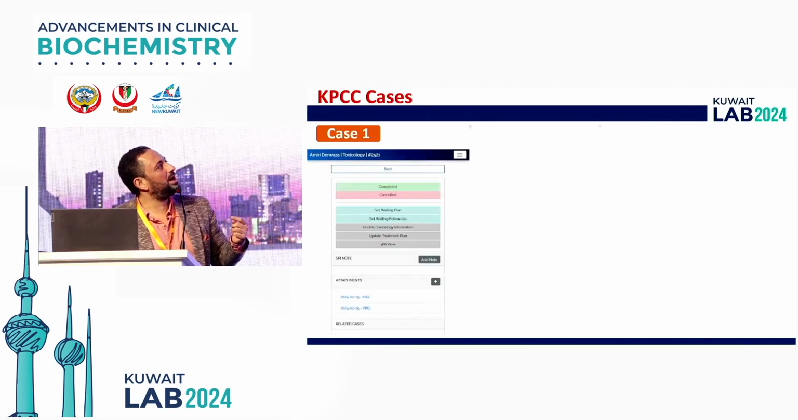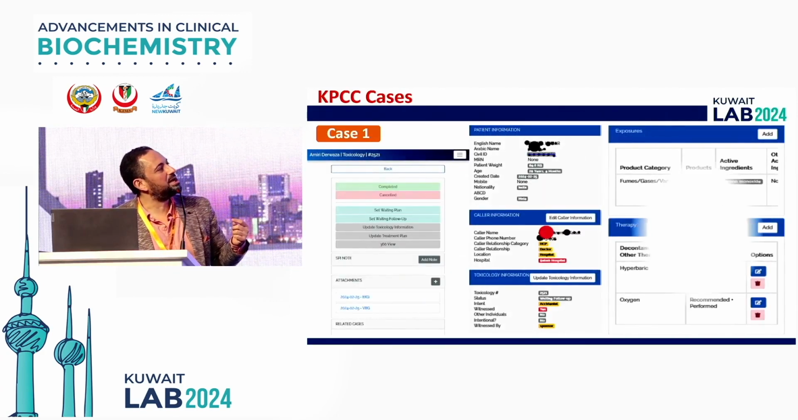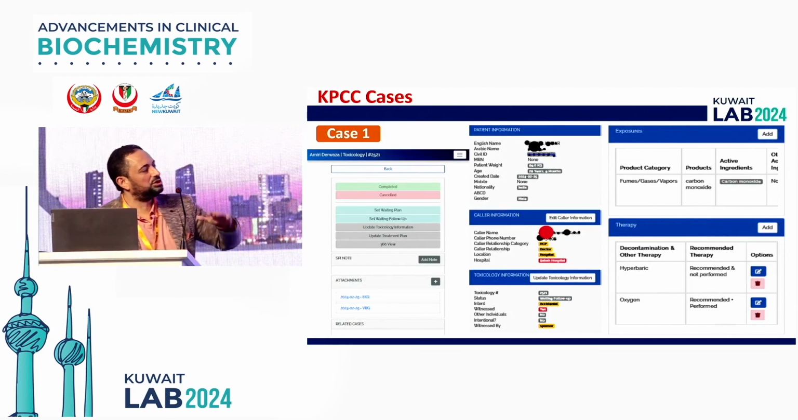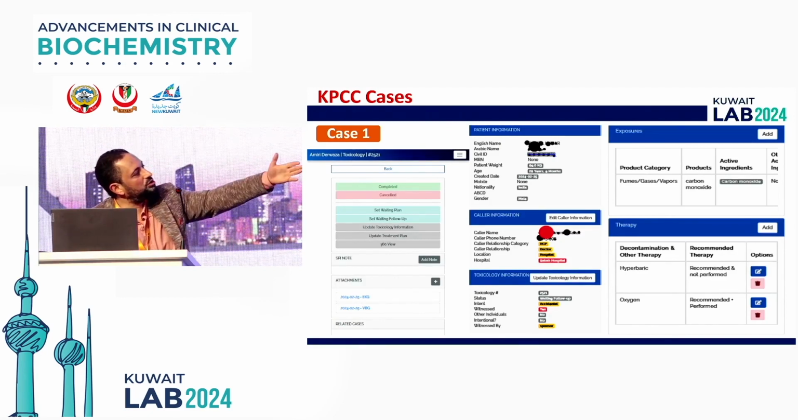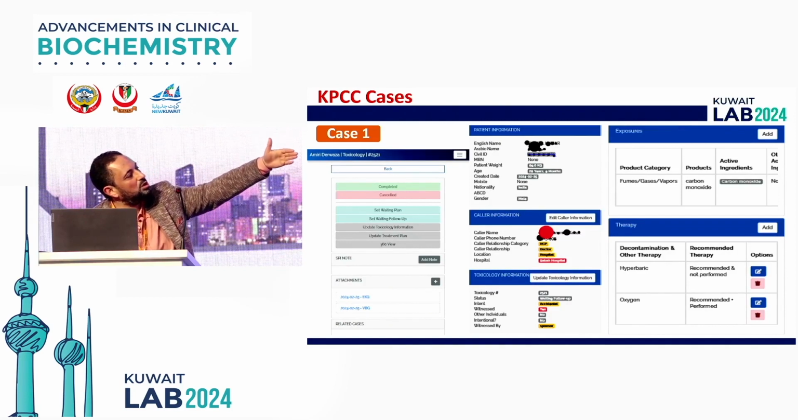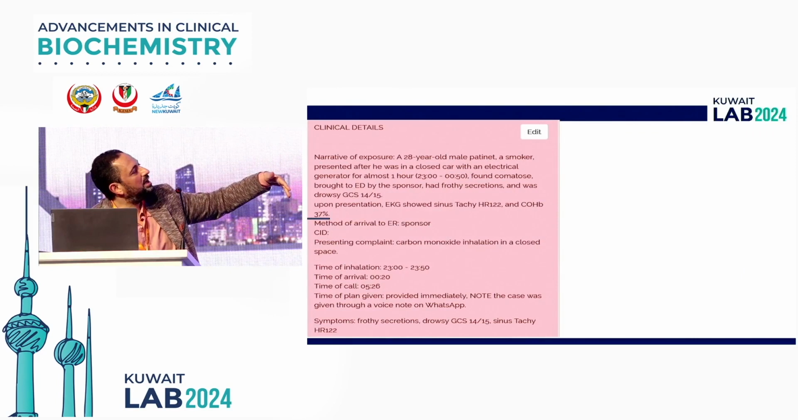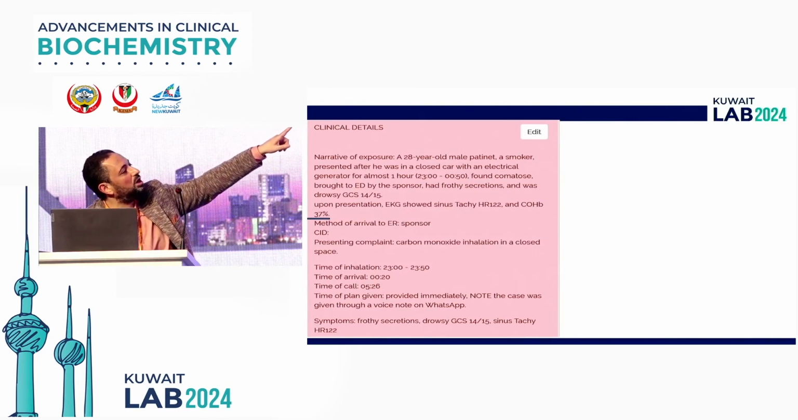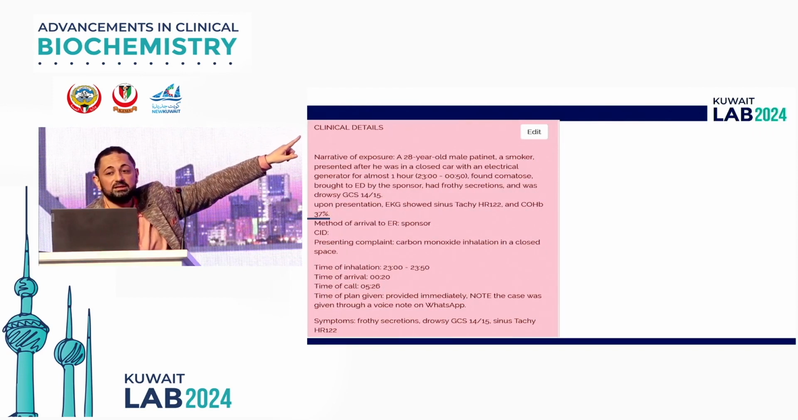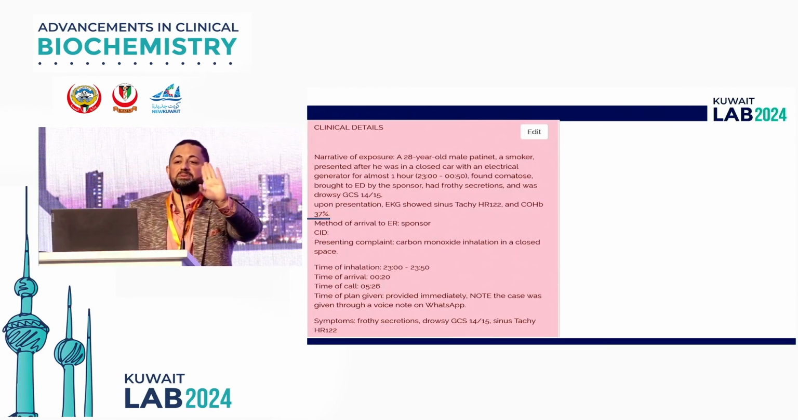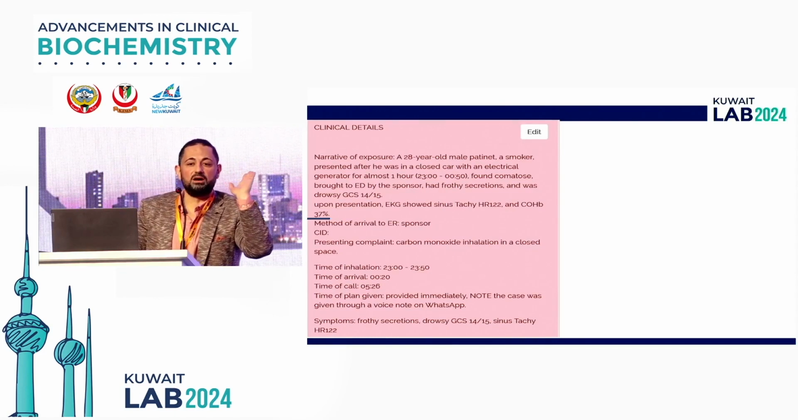Just I'll show you one case. This is from our database, how we deal with, in general, in toxicological cases. Of course, this is patient information, caller information, toxicology information, what is the exposure, what therapy given. This case, this patient presented with exposure to carbon monoxide, and carbon monoxide level was 37%. Only if the patient asymptomatic, I'll transfer to Al-Jahra for HPO.